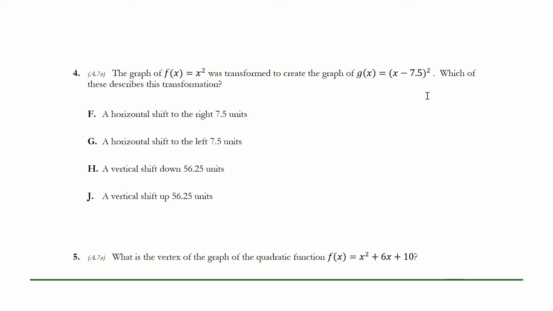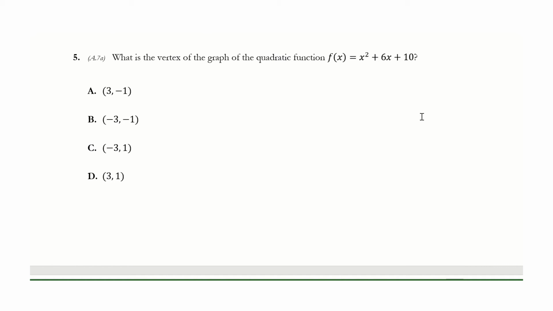F, a horizontal shift to the right 7.5 units. G, a horizontal shift to the left 7.5 units. H, a vertical shift down 56.25 units. Or J, a vertical shift up 56.25 units.